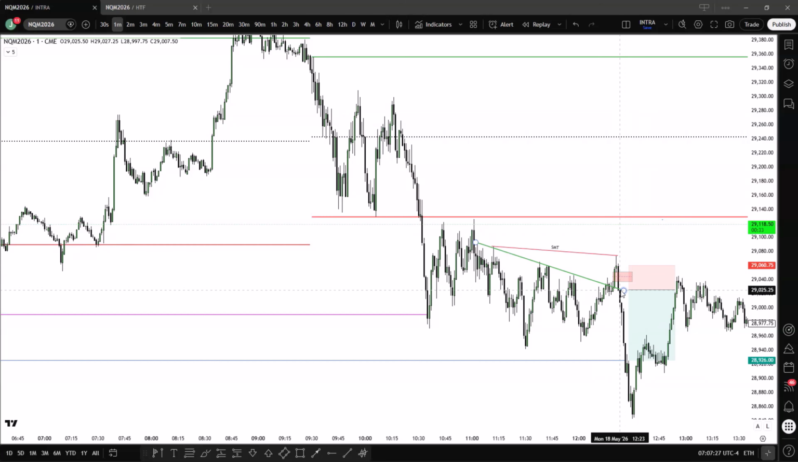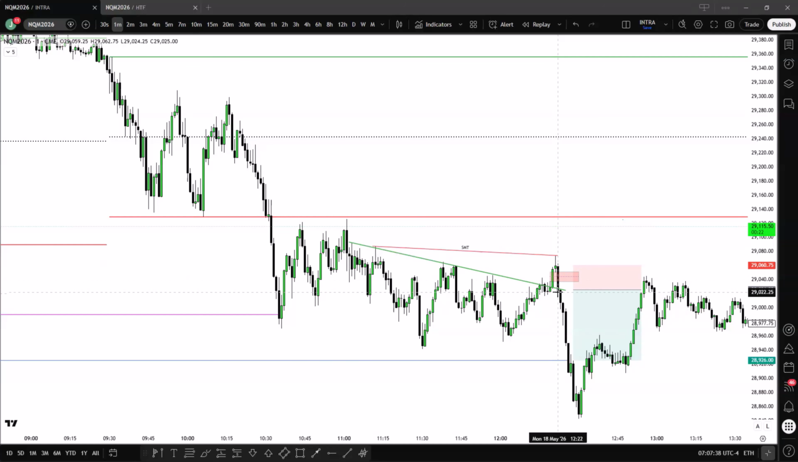Okay, it's our entry model because an inverse fair value gap shows what's being respected, okay, and disrespected. And in order for price to go down, we need bullish fair value gaps to be disrespected and bearish fair value gaps to be respected. And that's exactly what's happening here.